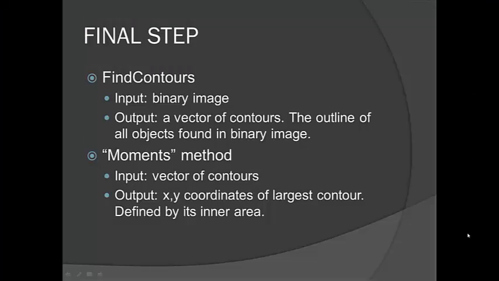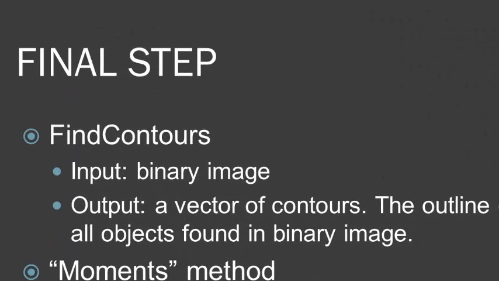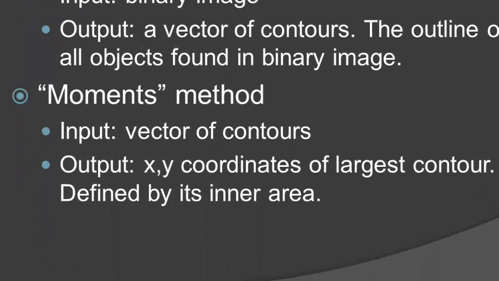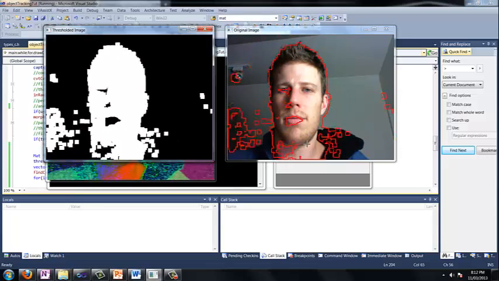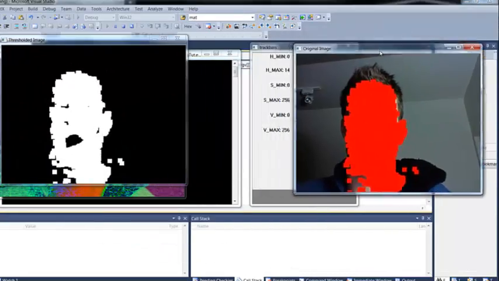Now that we have a nice, clean, filtered binary image, we're ready to move on to the final step. Now we're going to use OpenCV's findContours function, and what we're going to input into it is the clean, filtered binary image that we've just made. It will output a vector of contours, which is the outline of each white space that's found in the binary image. We're then going to use the moments method, and we're going to input the vector of contours that we just got from the findContours function. It's then going to output the XY coordinates of the largest contour, defined by its inner area, so the area that the contours encompass. So here are the contours being drawn to the frame on the right, and if you could imagine them all filled in, like here, that's the area that we're looking for.